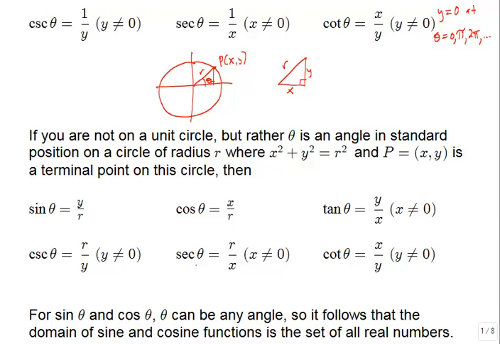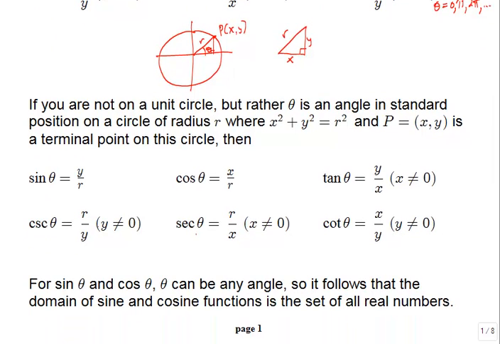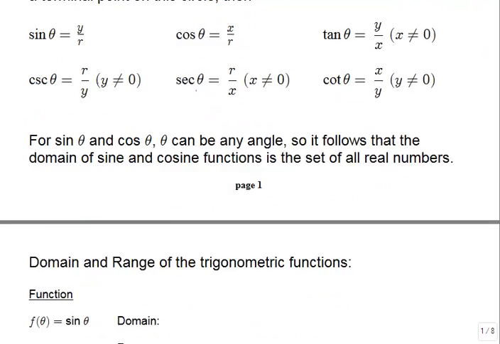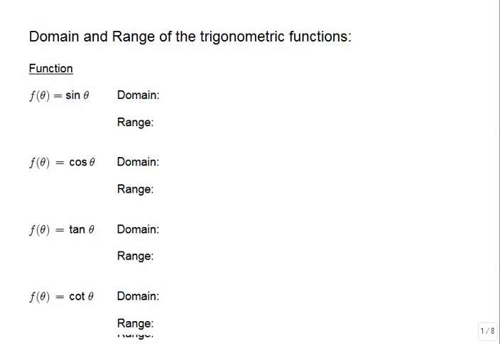Okay? Now since sine and cosine are referring to the x and y coordinates on our circle, and theta can be any angle, I can go as big or as small as I want, it follows that the domain of the sine and cosine functions can be all real numbers. So you're allowed to let theta be any angle at all for sine and cosine, and it'll still be defined. So let's make a list of our domains and ranges for all of our 6 trigonometric functions.